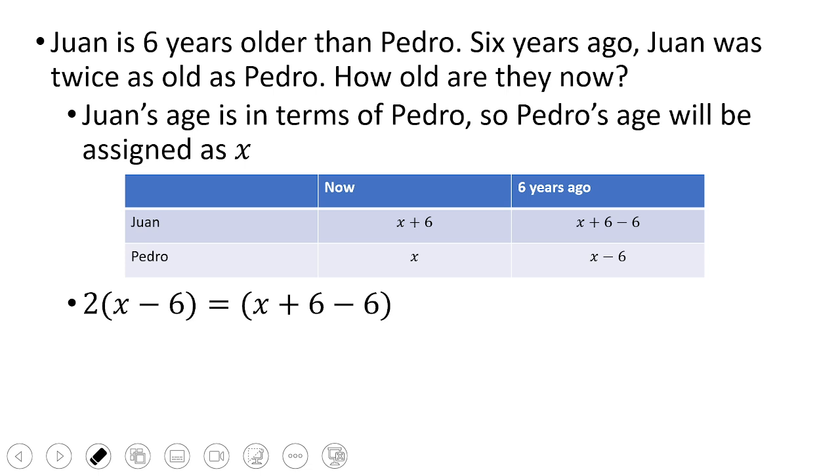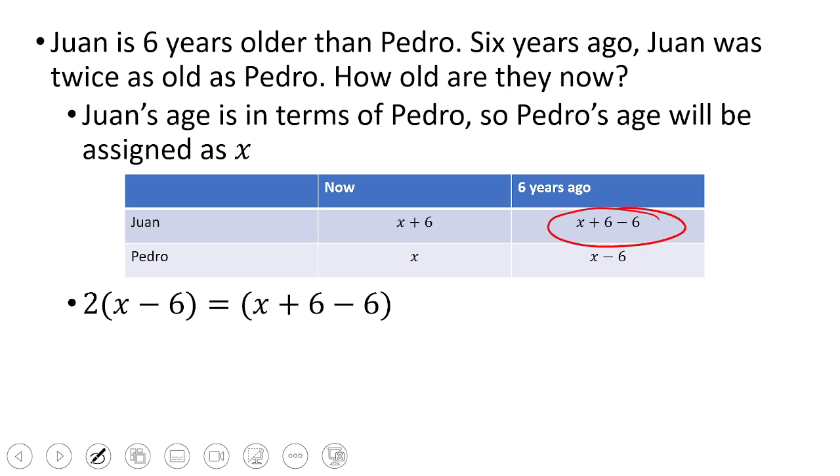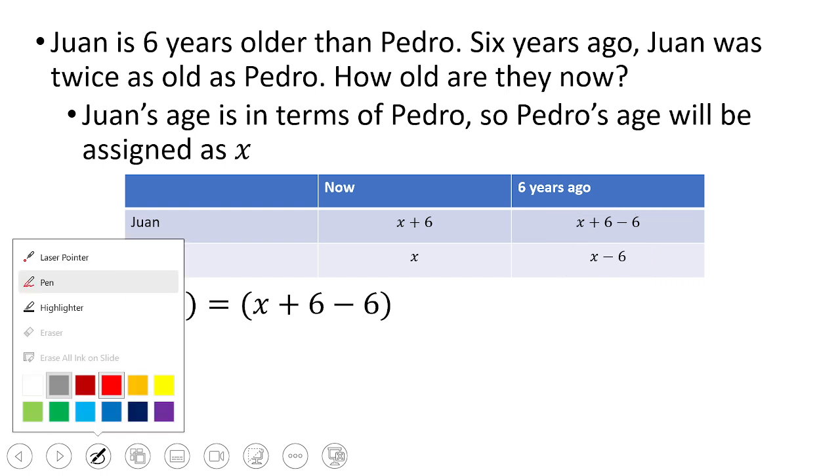old as Pedro. So this age of Juan is 2 times this age. This is exactly how we write the equation. This is the age of Juan 6 years ago. It is double the age of Pedro 6 years ago. And of course, we would apply our basic algebra to solve this.